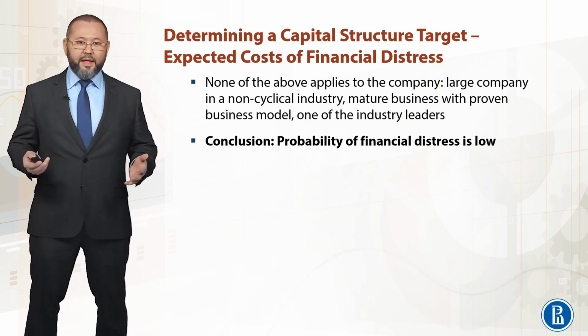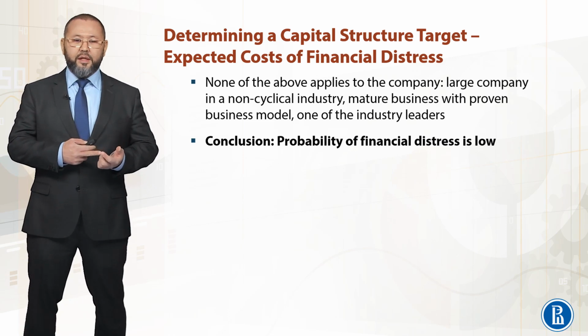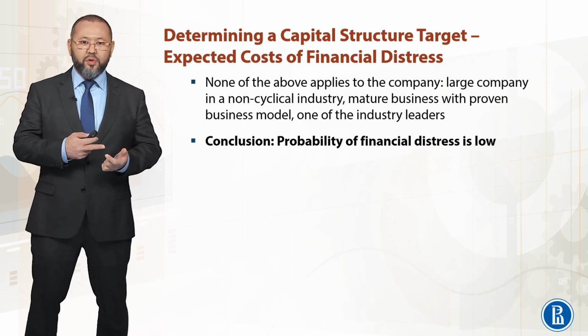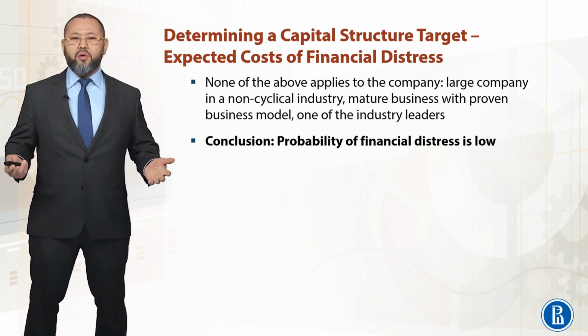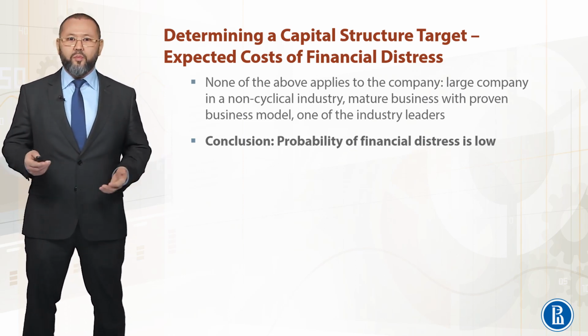And we see that none of the above applies to the company. Our company is large, in a non-cyclical industry. It is a mature business with a proven business model, one of the leaders in the industry. So our conclusion: the probability of financial distress is low.